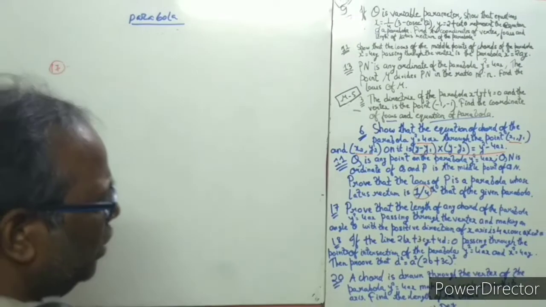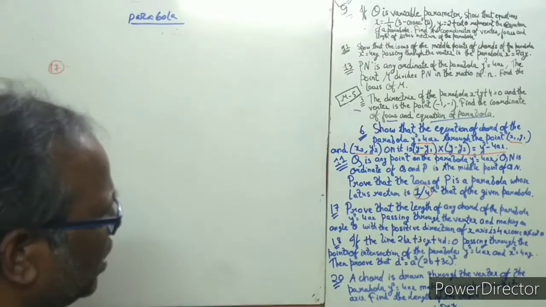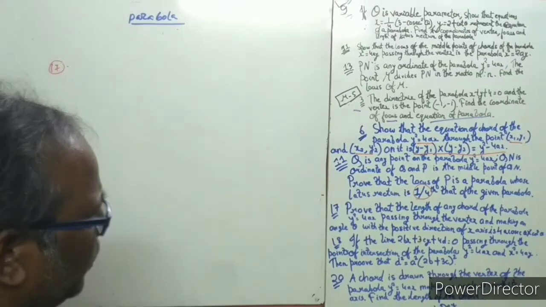See the question number 17. Prove that the length of any chord of the parabola y square equal to 4x through the vertex and making an angle theta with the positive direction of x-axis is that. Okay.